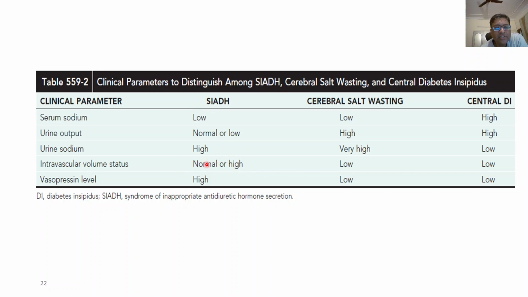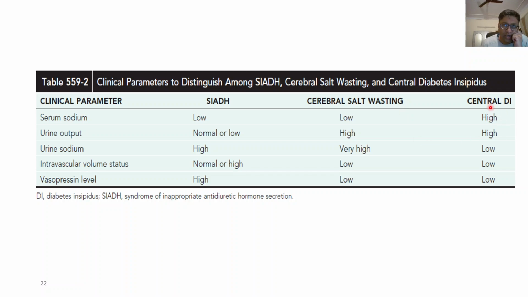An SIADH patient is euvolemic. Urine sodium is high in SIADH, inappropriately high. Despite the serum sodium being low, their urine is not retaining the sodium. And of course, in salt wasting, the name itself is salt wasting. A lot of solutes, predominantly sodium, are being lost in the urine inappropriately.